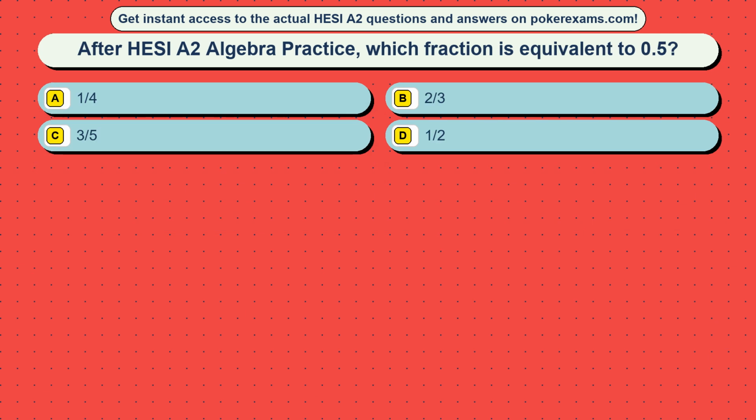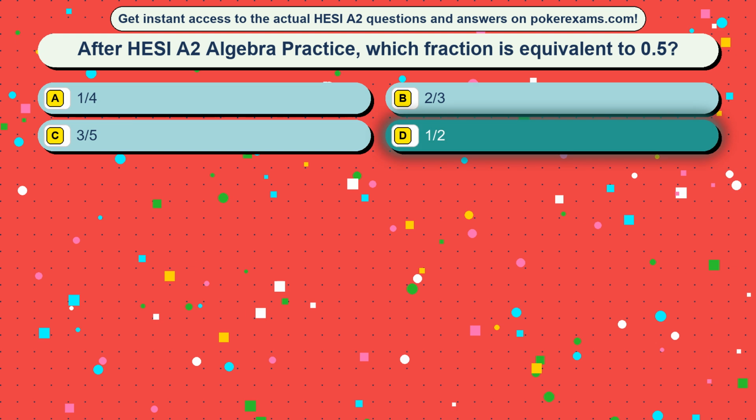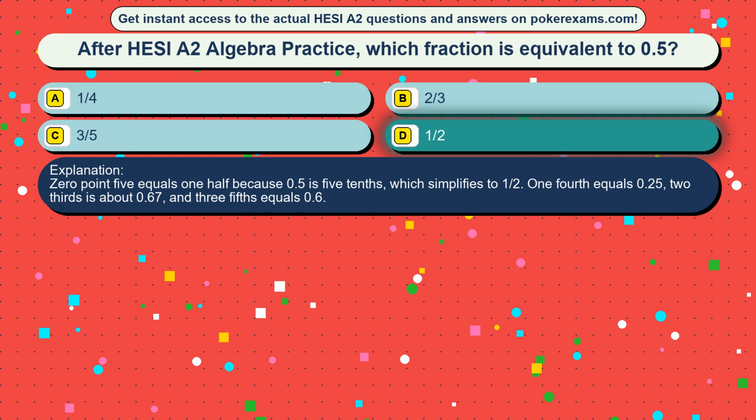Question 46. After HESI A2 algebra practice, which fraction is equivalent to 0.5? Option A, a quarter. Option B, 2/3. Option C, 3/5. Option D, a half. The correct answer is option D, a half. 0.5 equals 1/2 because 0.5 is 5/10, which simplifies to a half. 1/4 equals 0.25, 2/3 is about 0.67, and 3/5 equals 0.6.